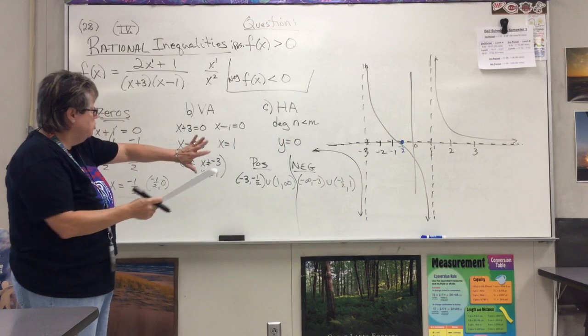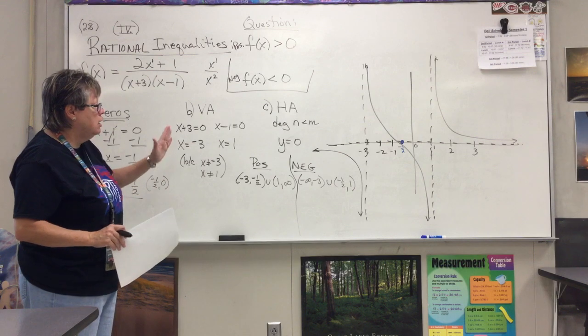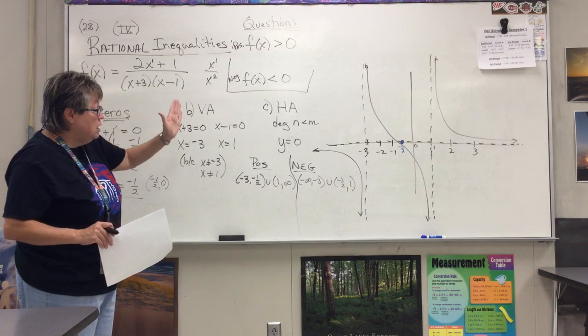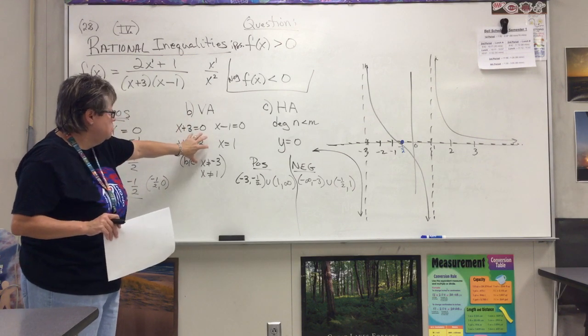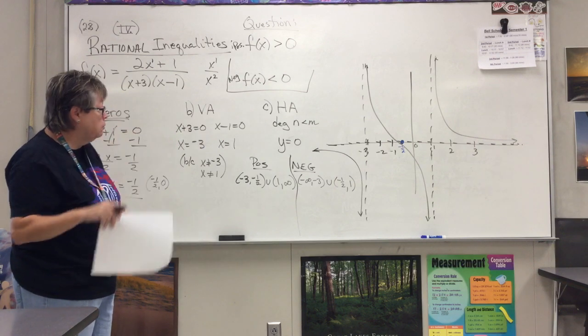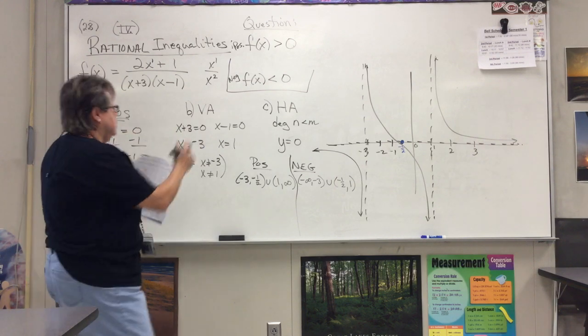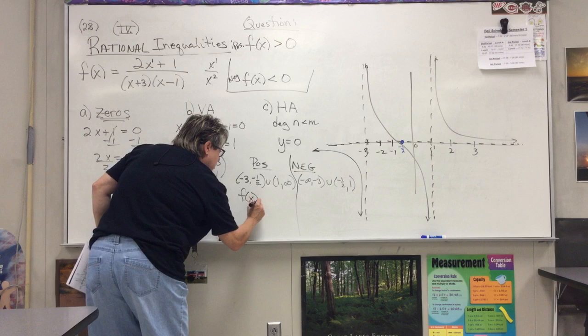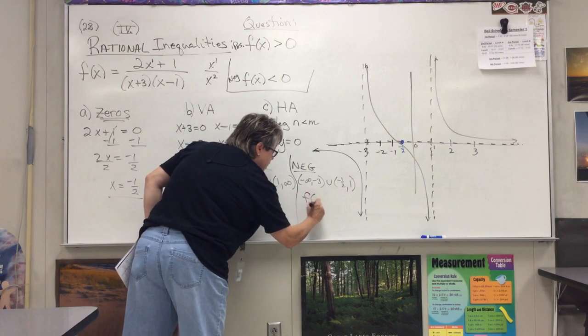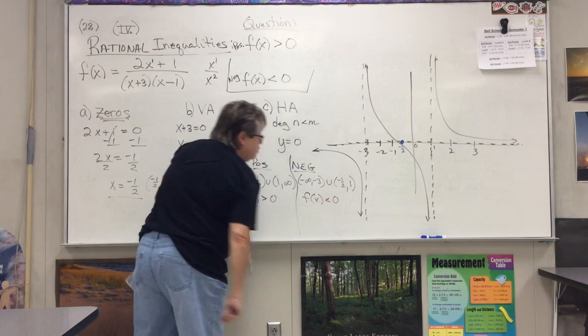And again, I'm putting all parentheses on everything because I'm not including any of the asymptote locations, so we don't have anything where we're actually equal to. All right, so again, this is answering greater than 0. This part answers less than 0.